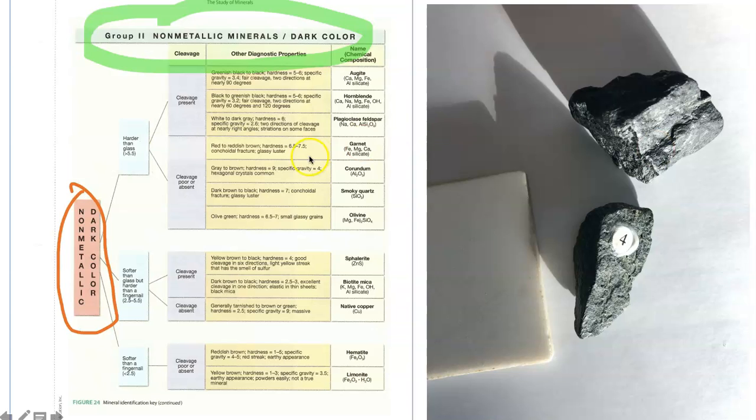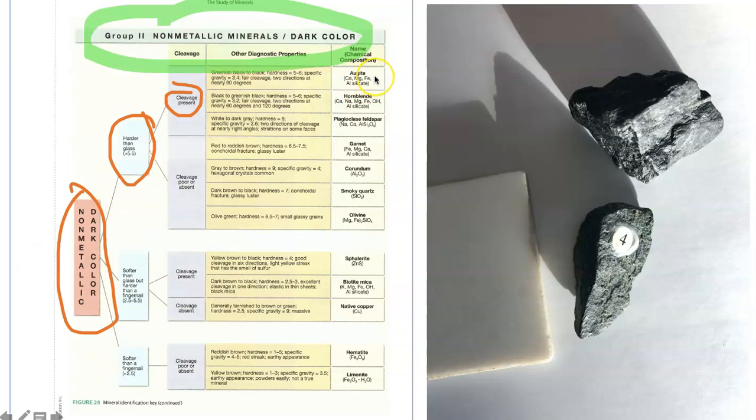I'm jumping ahead because the first thing we want to know is the hardness of the mineral. Is it harder than glass? Is it softer than glass but harder than a fingernail? Or is it softer than a fingernail? And it turns out that it is harder than glass. It isn't necessarily harder than quartz, which is a 7 if you recall, but it is harder than glass. So now we want to know if there's cleavage present. And I've just mentioned to you that indeed, difficult to see, but there is cleavage present. And so now we're down to 3 different minerals.